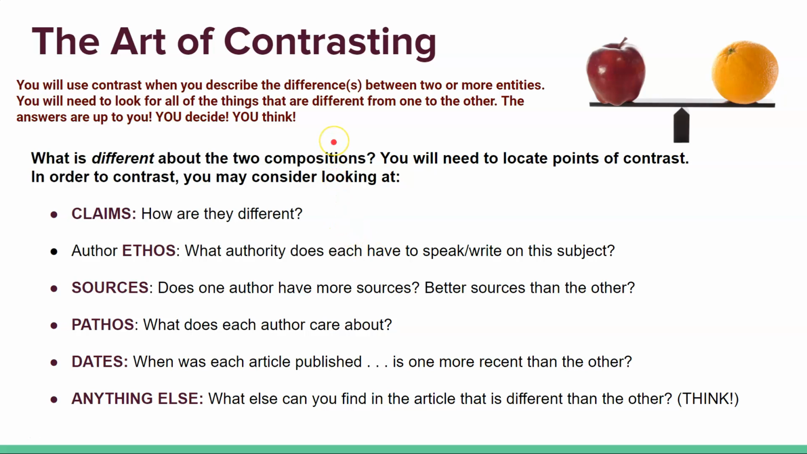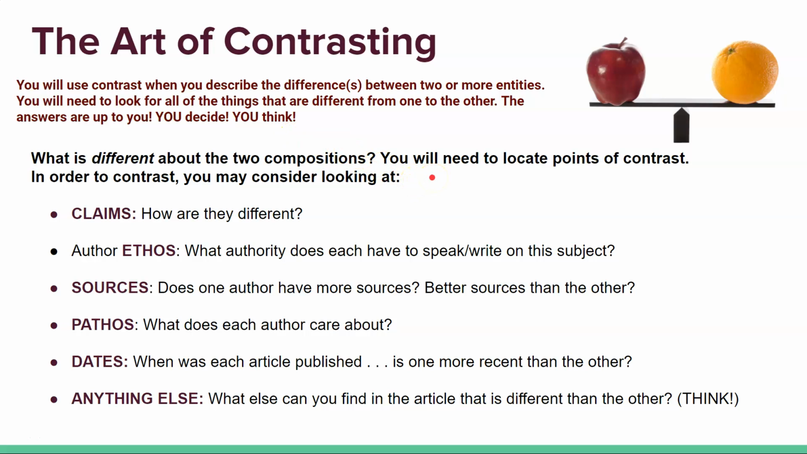So what you want to do is contrast, when you describe the differences between the two or more entities. In our case, it is comparing the three different sources. So you will need to look for all of the things that are different from one thing to the other, and the answers really are up to you. And you really have to use your critical reading skills that we have learned so far within Comp 1, and you have to decide and you have to think.